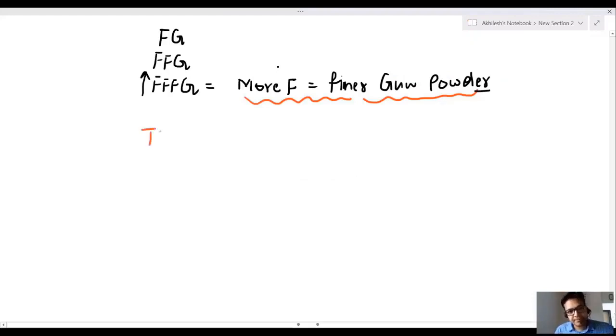What are the tests for detection of gunpowder? You can remember them by hand.